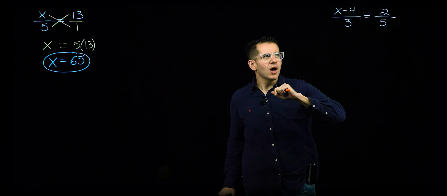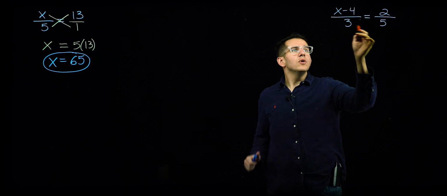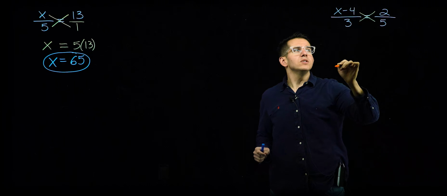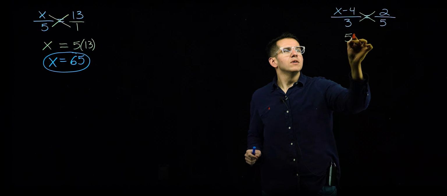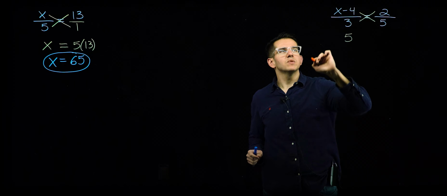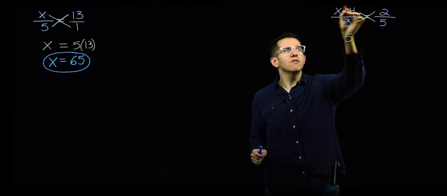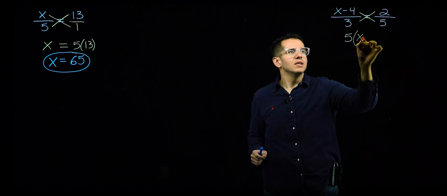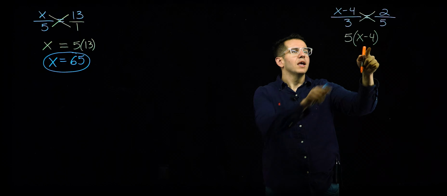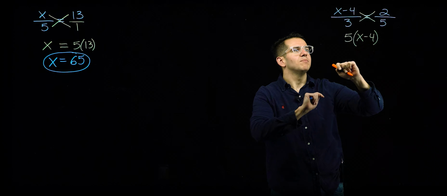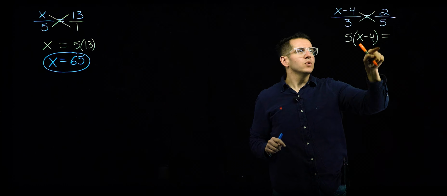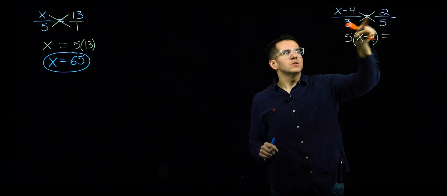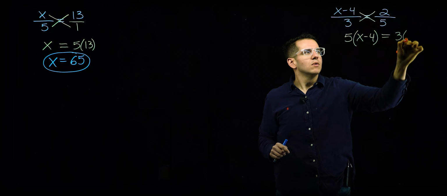Okay, in this problem, we will now cross-multiply again. And when we do, we'll get 5 times the quantity of x minus 4. So the entire value that's being multiplied in this diagonal is x minus 4. And that entire value is being multiplied by 5. And this will equal this diagonal being multiplied, which is 3 times 2.